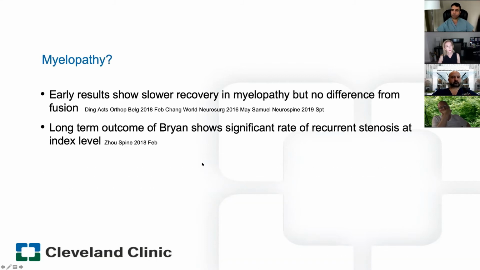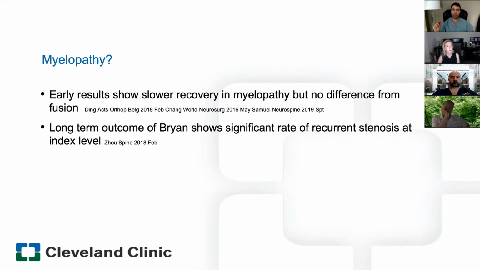Now with patients who are myelopathic, because I wonder about these patients a lot. These are patients who have a soft disc, but they're predominantly myelopathic. Could you potentially do an arthroplasty on them? There are some early results showing that these patients are a little bit slower to recover, but if you follow them out over time, there's no difference from those who undergo ACDF. But there is data for the Bryan discs that show that at the index level where you operated, there is a rate of recurrent stenosis at that level.